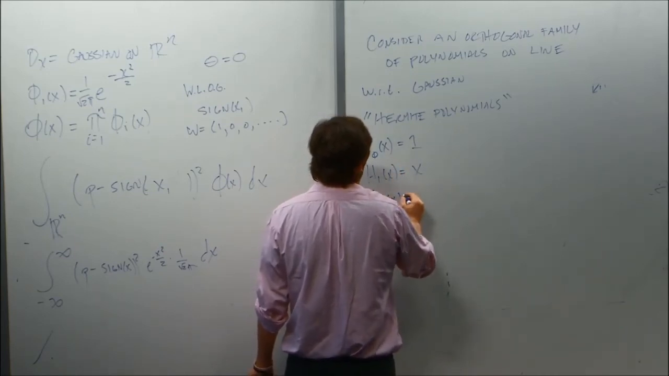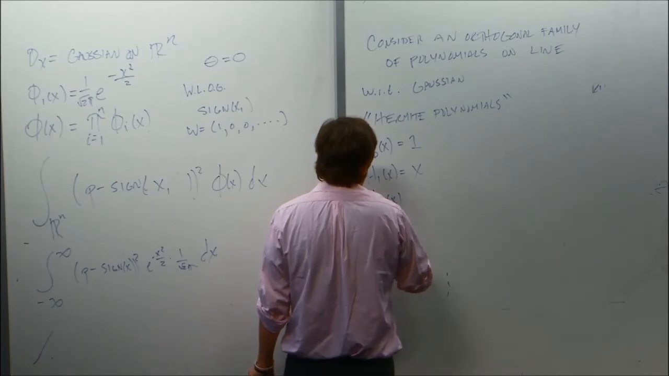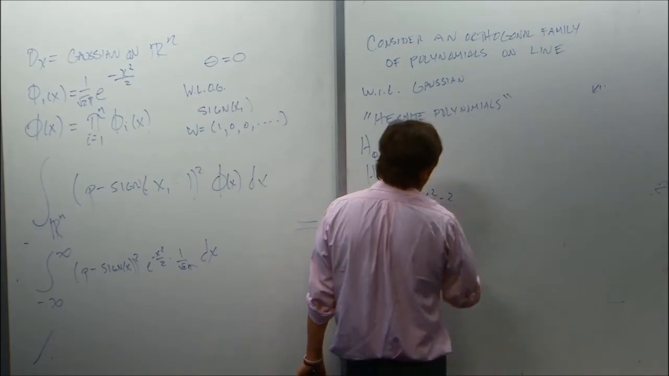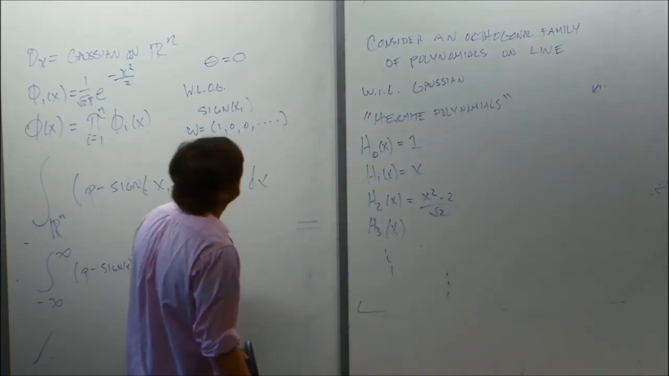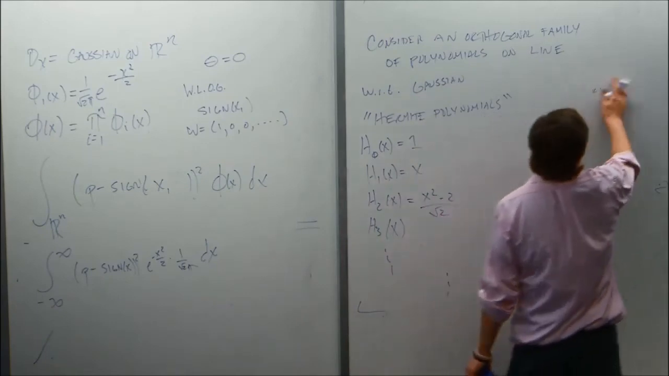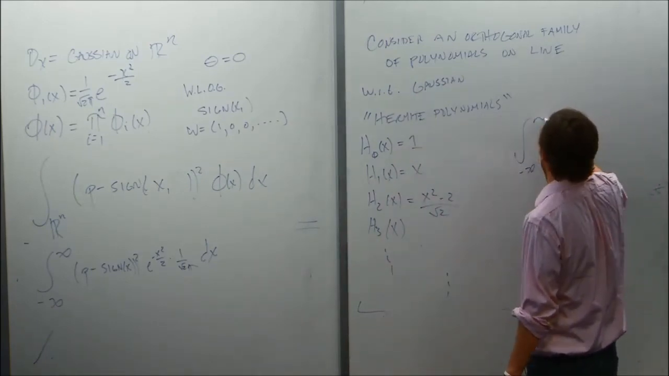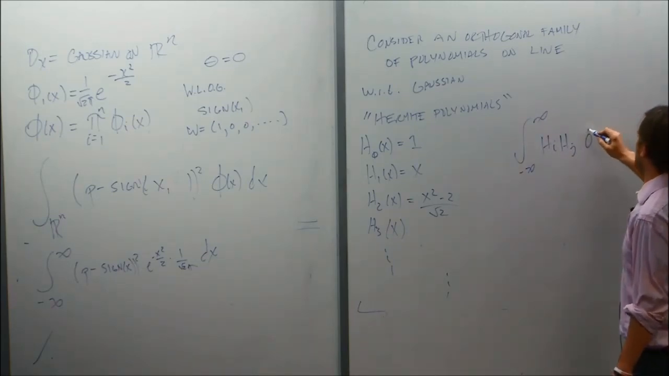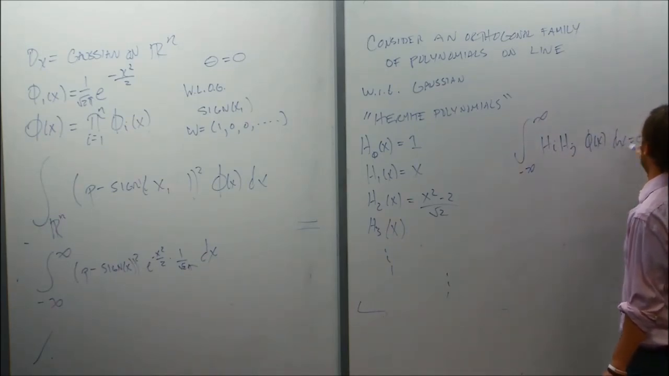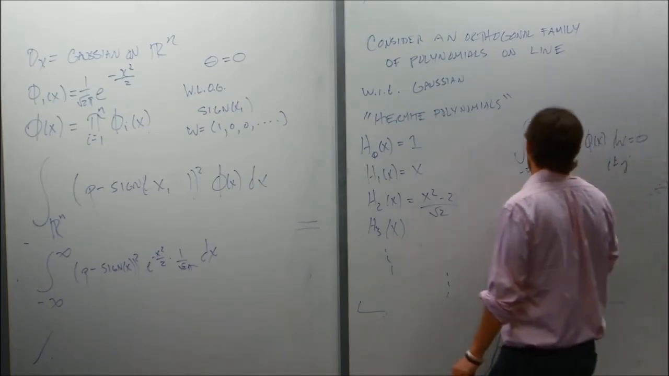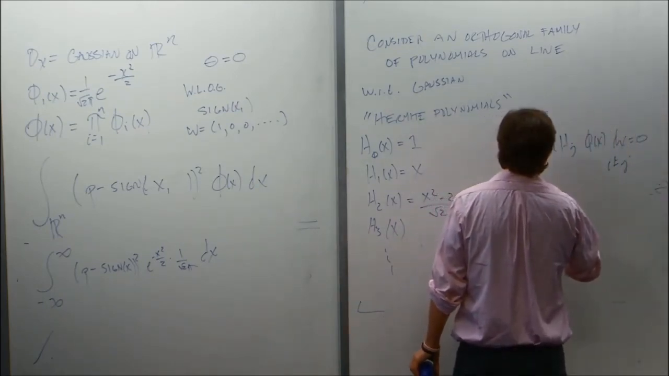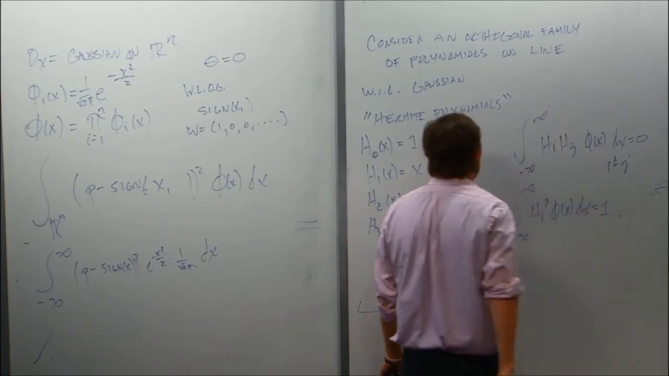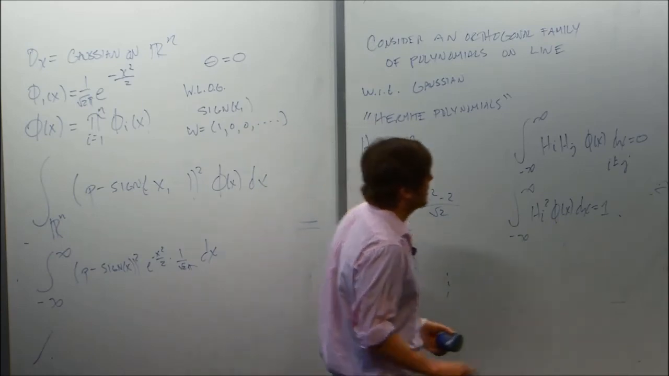I forget what h2 and h3 are. I think it's x squared minus 1 over root 2 or something like that. And they have the nice property that, well, they're orthogonal. So the integral of hi, hj, phi of x dx equals 0 if i does not equal j. And the integral of hi squared equals 1.